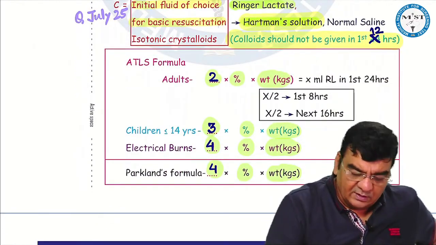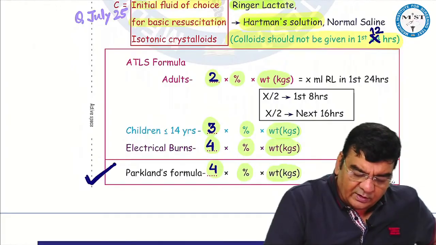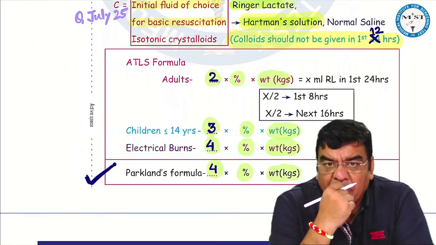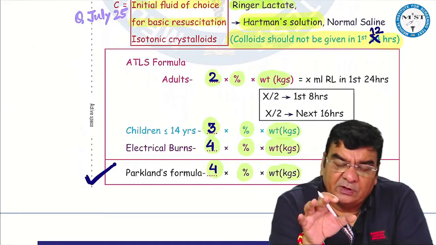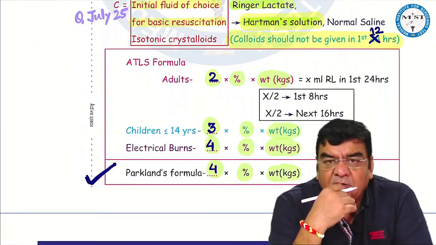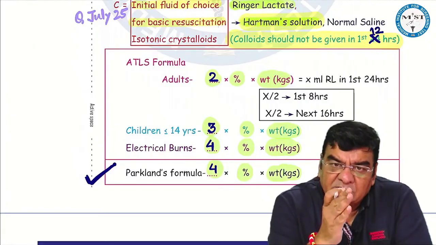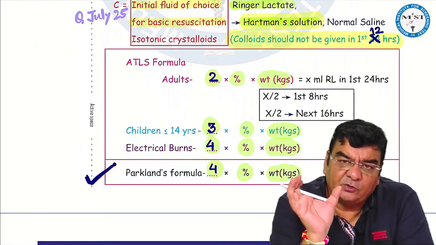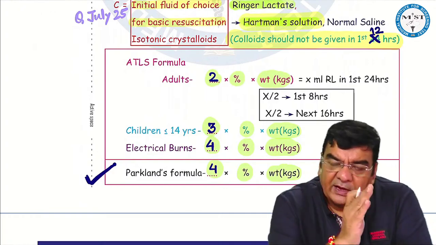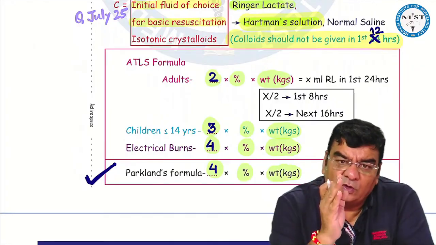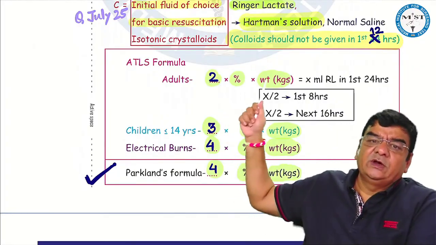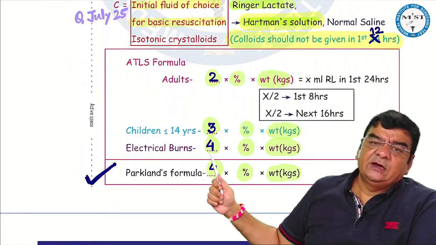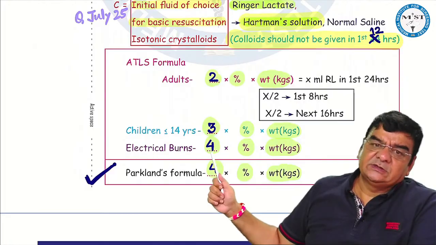And we can give the fluid according to the Parkland formula or according to ATLS guidelines as well. Bailey and the MCQ people use the Parkland formula. According to Parkland, 4 into percentage of burns into body weight in kgs. This gives us X ml of Ringer lactate to be given in the first 24 hours. As per ATLS guidelines, it is not 4, it is 2 into percent into weight in kgs. In children up to 14 years of age, 3 into percent into weight in kgs, and electrical burns, 4 into percent into weight in kgs.